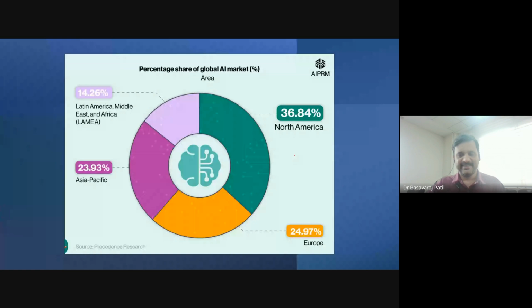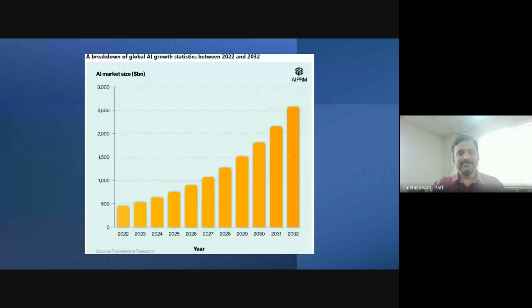Global AI market in different regions. North America is leading again at 36.84%, where most have already evolved and already implemented AI-based tools, AI-based evolution, AI-based models in most things. And the market breakdown from 2020 to 2032 shows how the growth of AI-based statistics in the market is increasing, in terms of billions of dollars.